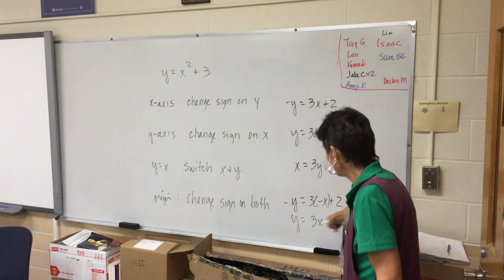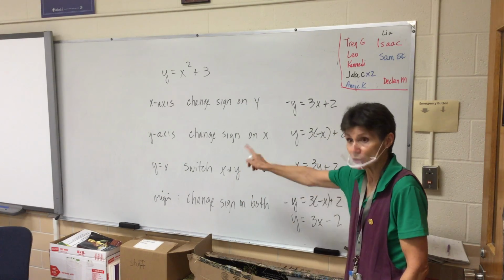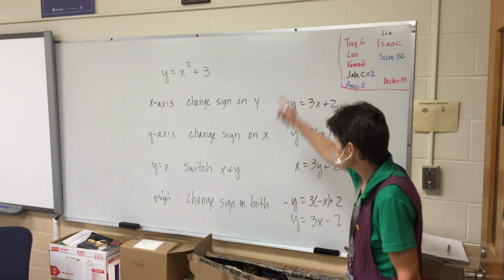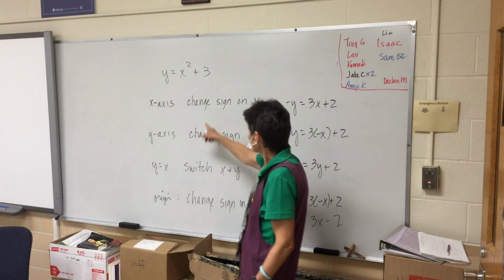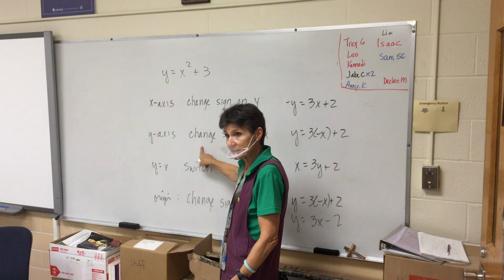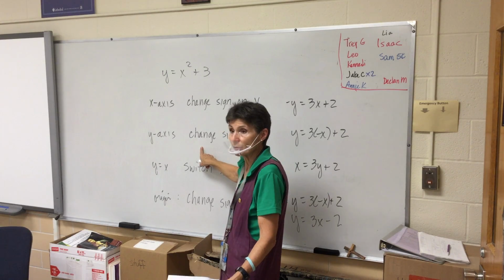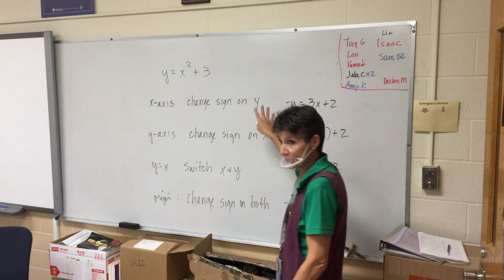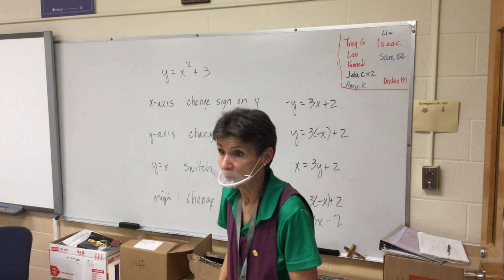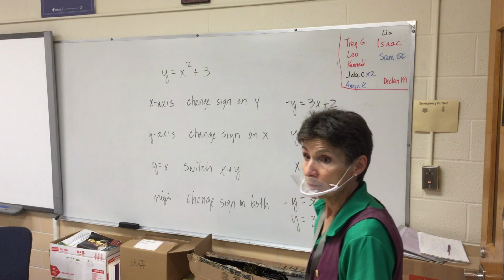The answer is not this. The answer is yes or no. So is the origin a yes or no question? All of these are yes or no questions. Am I symmetric about the x-axis? Yes or no? Am I symmetric about the y-axis? Yes or no? This is how you figure out if it's yes or no. But ultimately, the answer is yes or no. Okay?